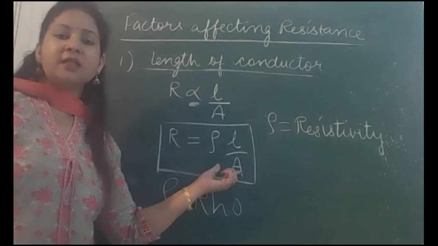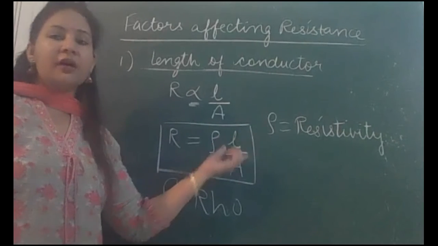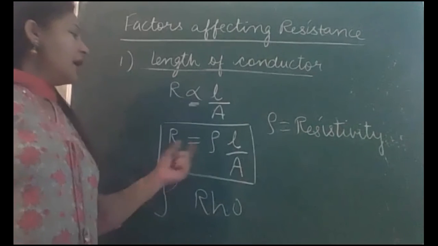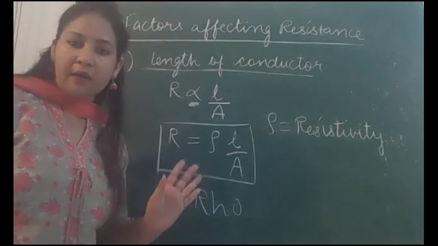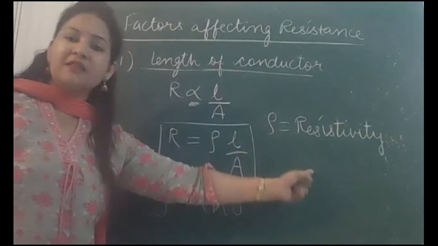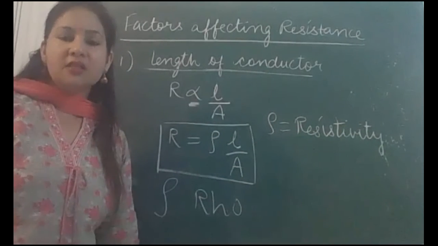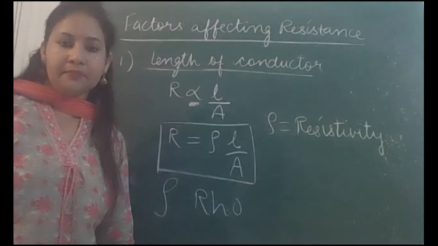This formula indicates on what factors resistance depends. It depends upon length of wire, area of cross section of the wire. And here what is rho? Remember, rho सिर्फ symbol का name है. Rho का मतलब क्या है यहाँ पे? That is resistivity or specific resistance. Rho is resistivity or specific resistance here.